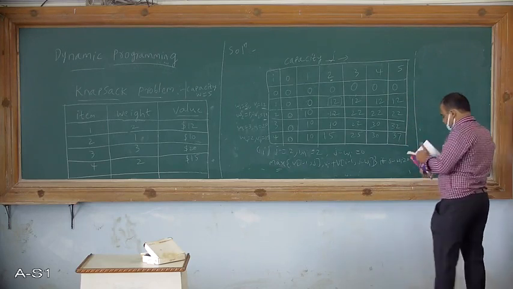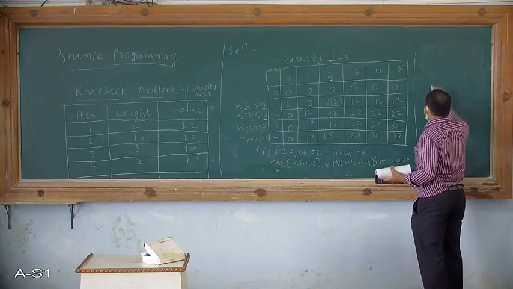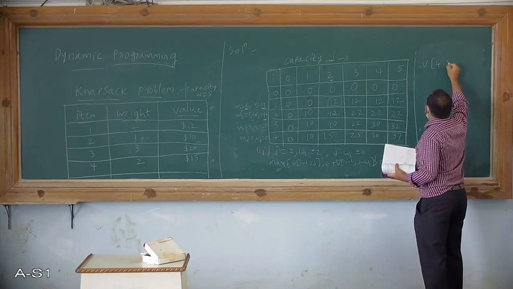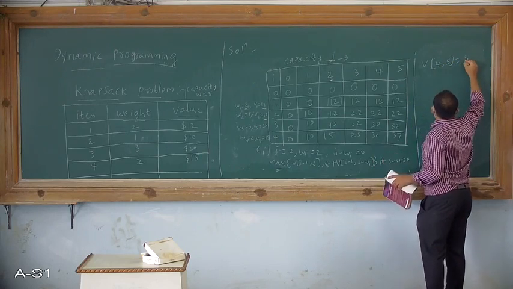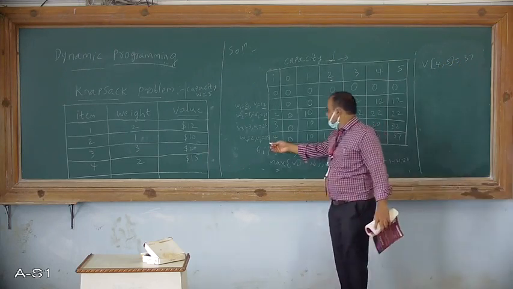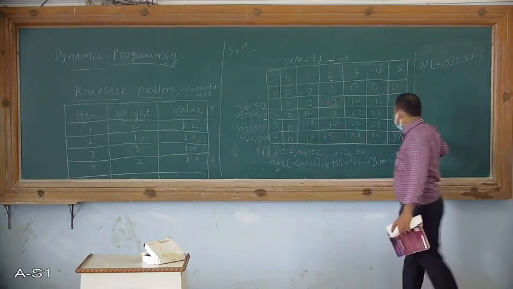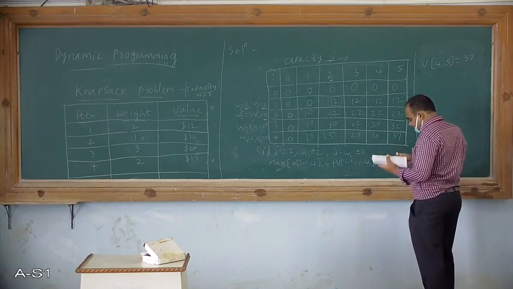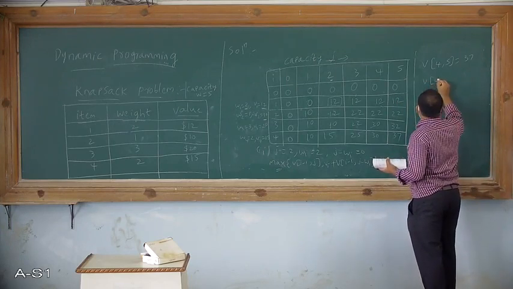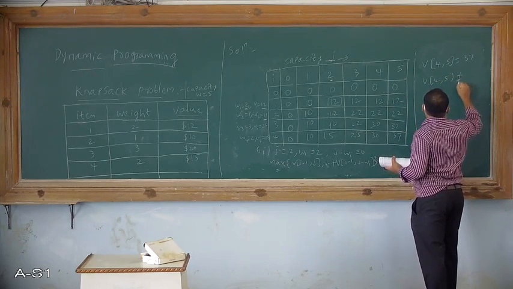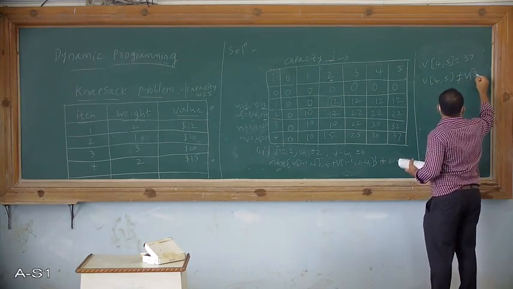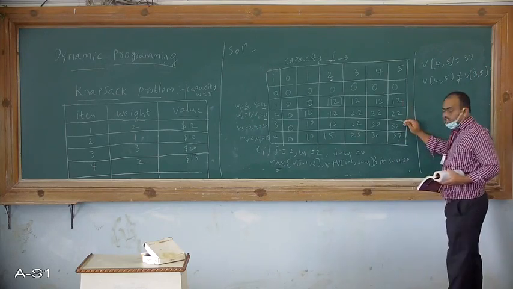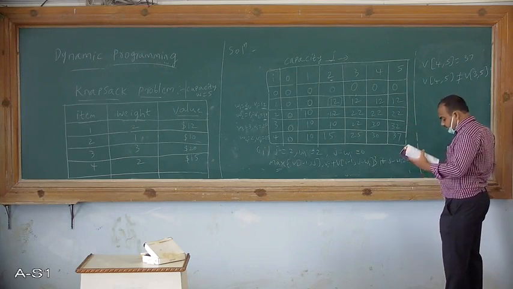So how we got 37? V of 4 comma 5 is equal to 37. That is i is equal to 4 here, j is 5 here. For this one we have got 37. So we will compare it. V of 4 comma 5 is not equal to V of 3 comma 5, because V of 3 comma 5 value is 32. So just above the row we will check it. Both are not equal.